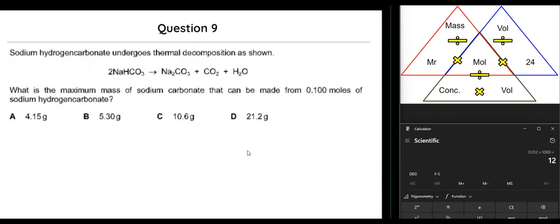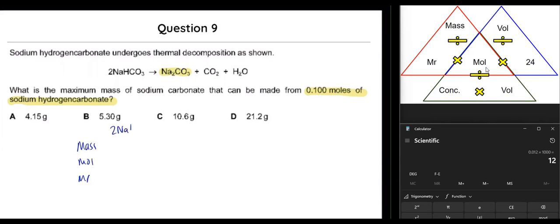So question 9. Sodium hydrogen carbonate undergoes thermal decomposition. What's the maximum mass of sodium carbonate that can be made from 0.1 moles of sodium hydrogen carbonate? So we've got a 2 to 1 ratio, and we know that we're looking for the mass, so we must be in mass moles MR, and it's given us the amount of moles of sodium hydrogen carbonate. So it's just 1 mass moles MR.